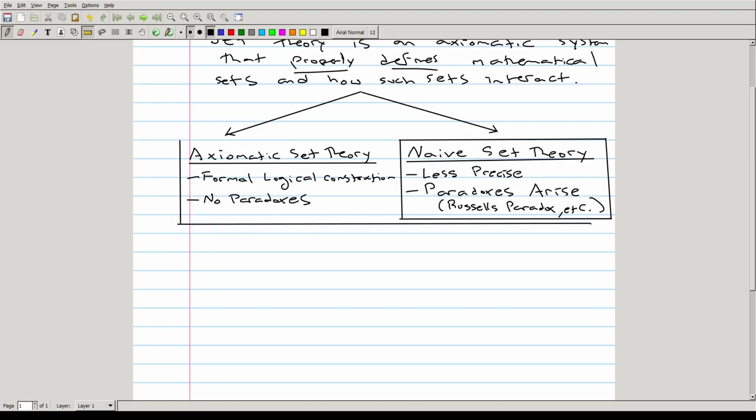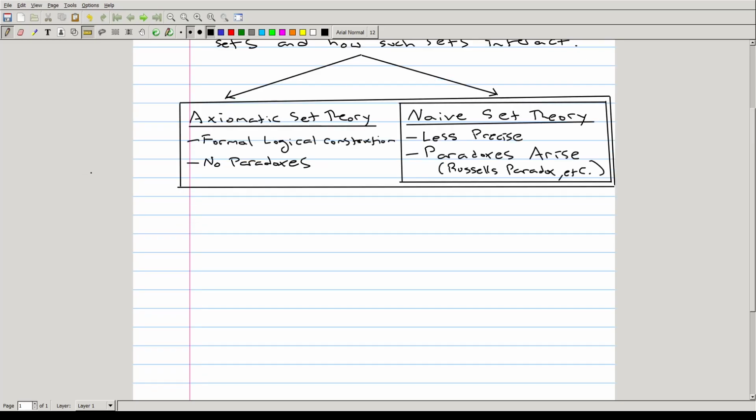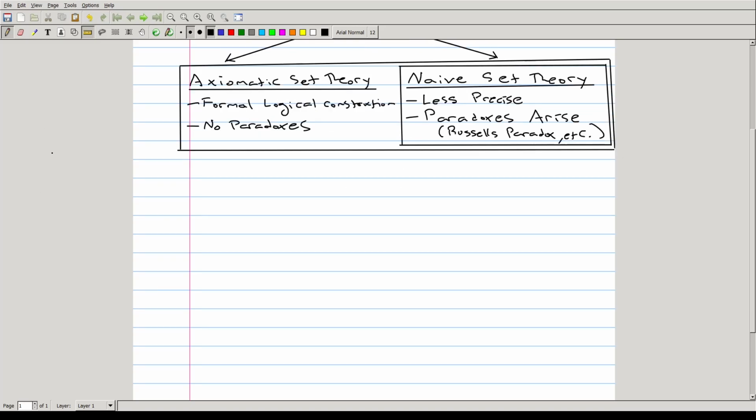For the majority of this course, we will be using naive set theory. I'm not going to formally define or rely on the axioms of set theory too much, but it's important that, at least in this introductory lecture, you understand the differences between these two things, and the fact that even when we do naive set theory, we're kind of implicitly assuming that we've already done the axiomatic set theory to define a consistent logical framework.